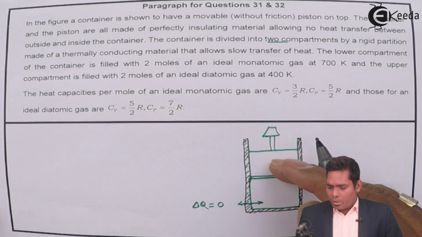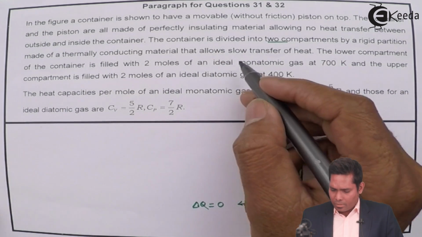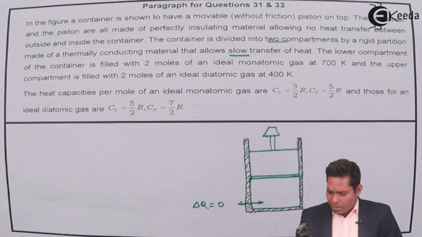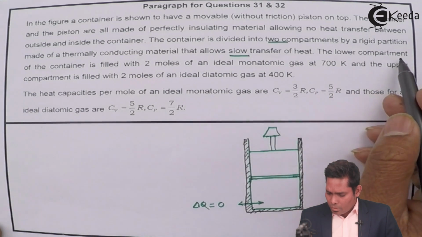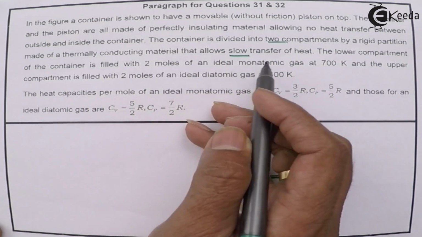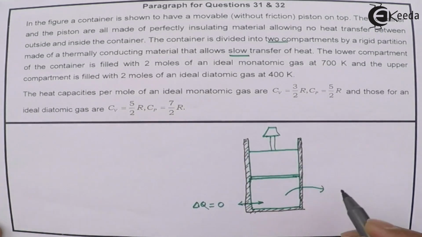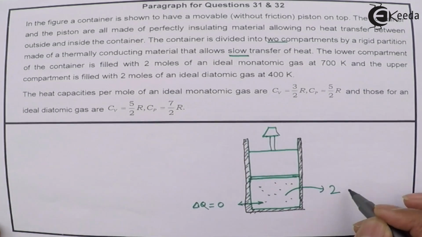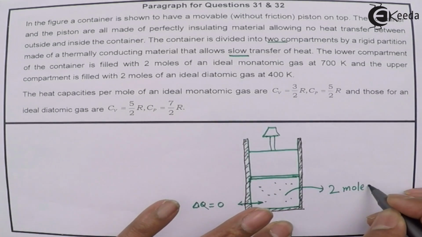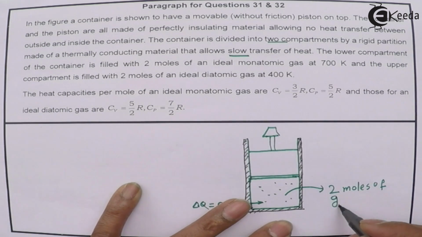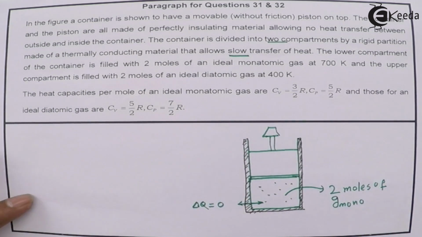Now the lower compartment of the container is filled with 2 moles of ideal monoatomic gas, and at temperature 700 Kelvin. This is the temperature.